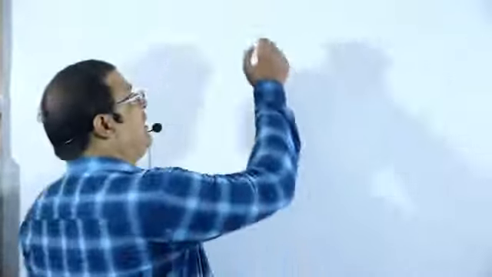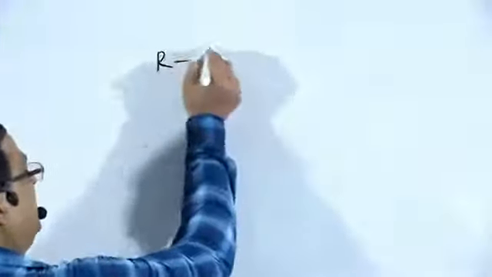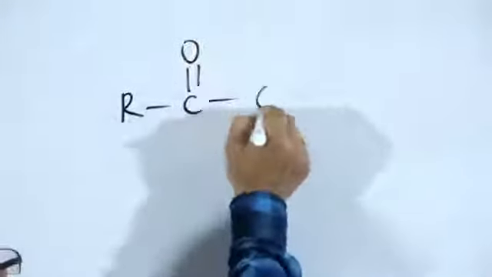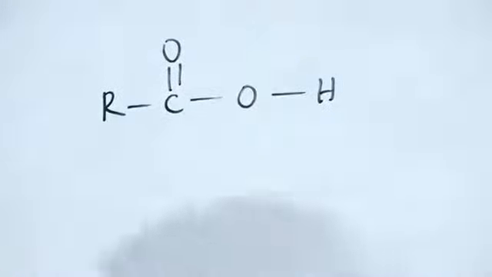So, dear students, in the last class we explained the physical properties of the monocarboxylic acids. Today we will start the chemical properties of monocarboxylic acids. Monocarboxylic acids have the general formula R-C(=O)-O-H.